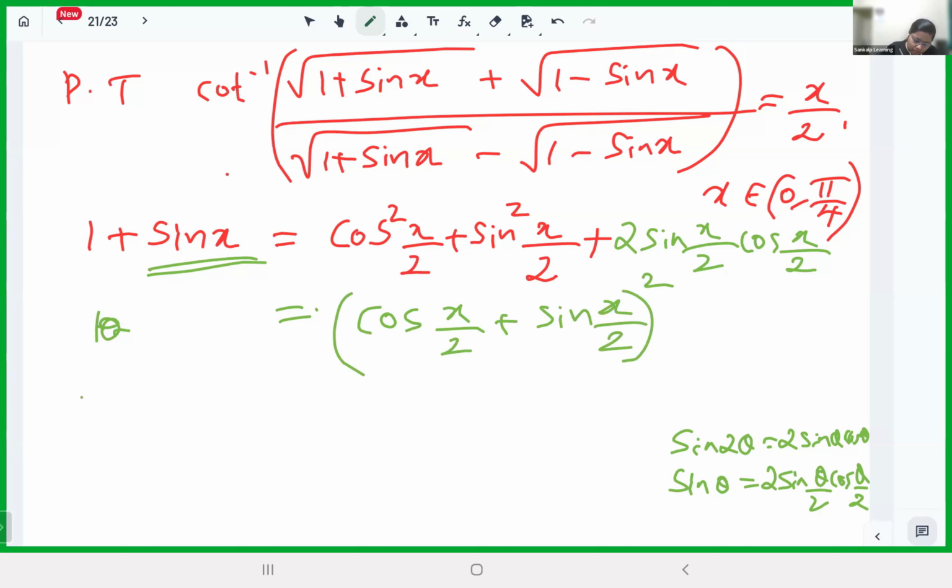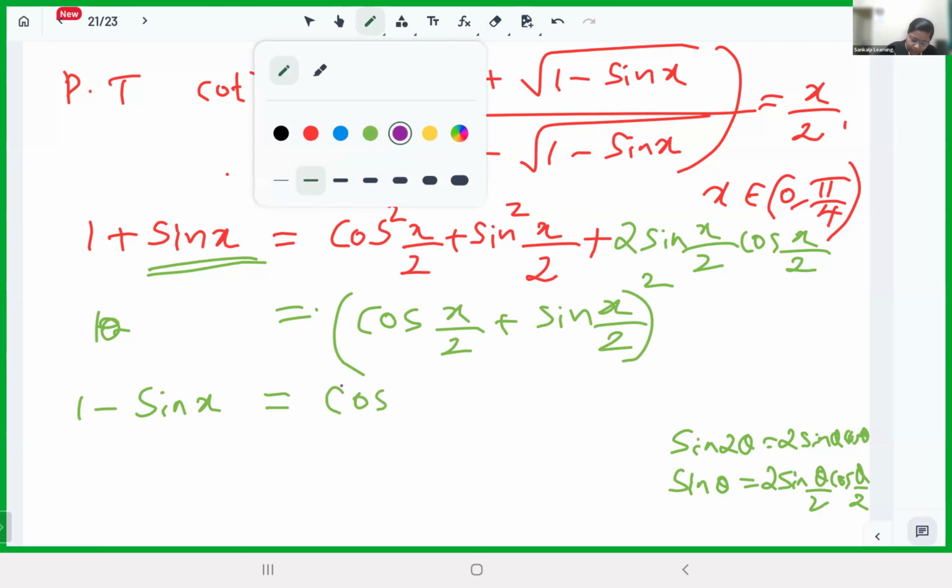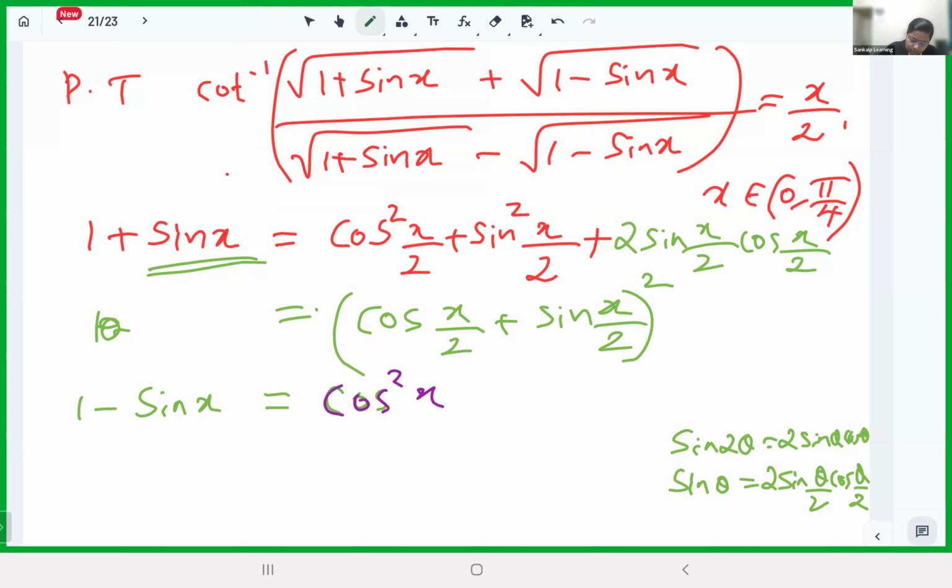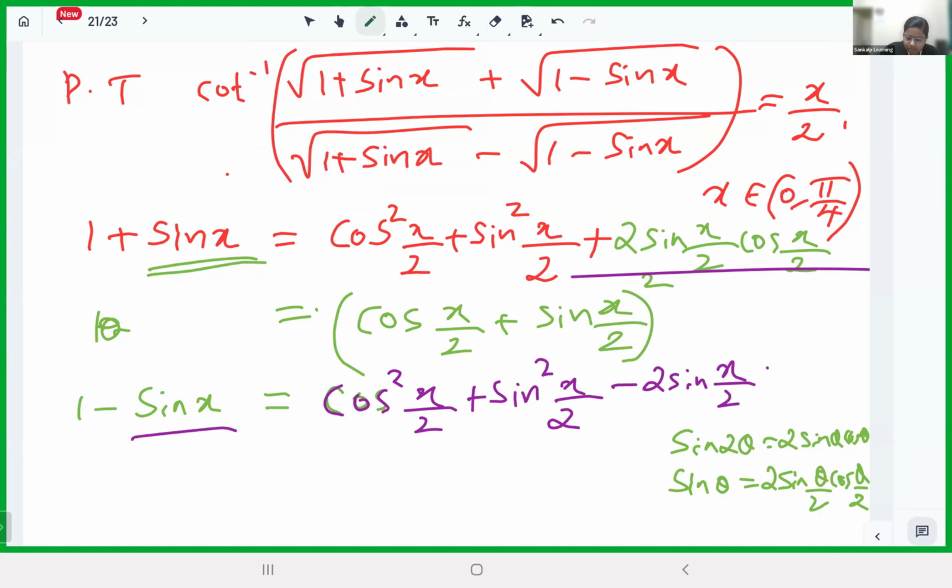Alright. Now consider 1 minus sin x. Similarly, you can write this 1 as cos square x/2 plus sin square x/2. And there is a minus, and the sin x can again be written as 2 sin x/2 cos x/2. So you can see that it is of the form a square plus b square minus 2ab, right? So this can be written as (a minus b) the whole square.